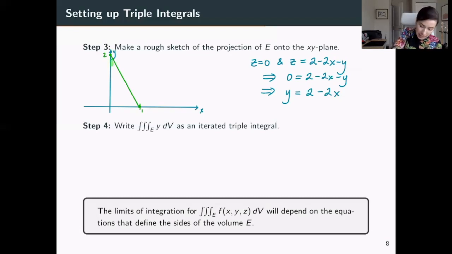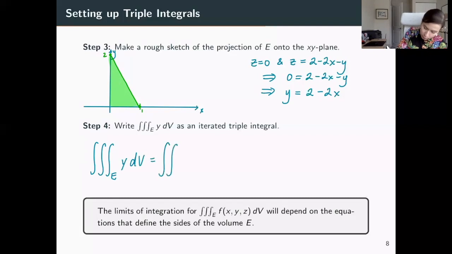This is the exact same green region that I highlighted in the first picture. It's just that instead of viewing it in three-dimensional space, we're viewing it in two. Now we're ready to set up our triple integral in full. So here we were again trying to evaluate the triple integral over the region E of y dv.